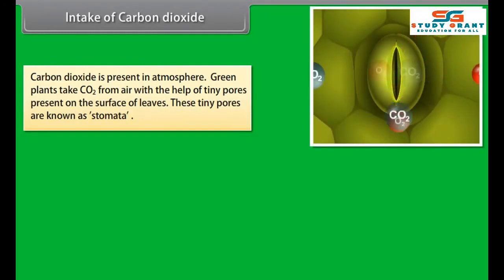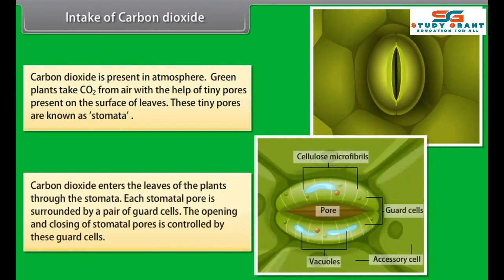The process of photosynthesis takes place in the following steps: absorption of sunlight energy by chlorophyll, conversion of sunlight energy into chemical energy, splitting of water into hydrogen and oxygen by light energy, reduction of CO2 by hydrogen to form carbohydrate like glucose by utilizing the chemical energy, intake of carbon dioxide.